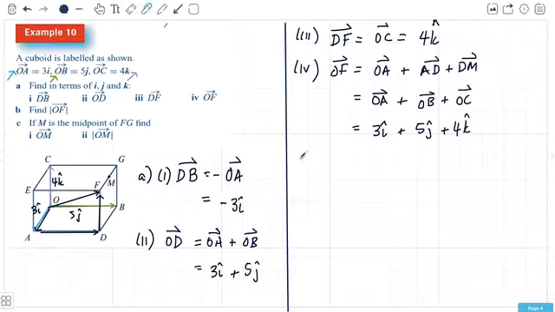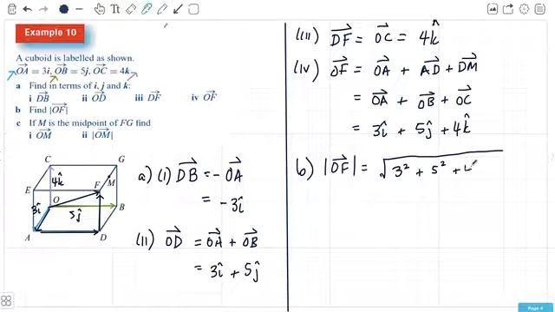For B, we're asked to find the magnitude of OF. Remember that for the magnitude, we take the square root of all the parts in front of I, J, and K, and we square them.